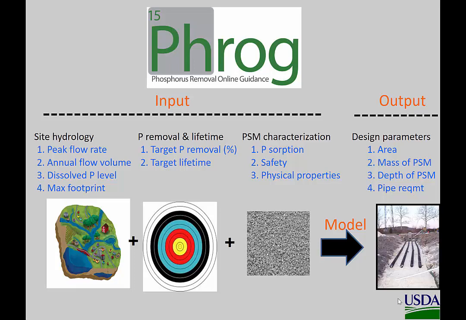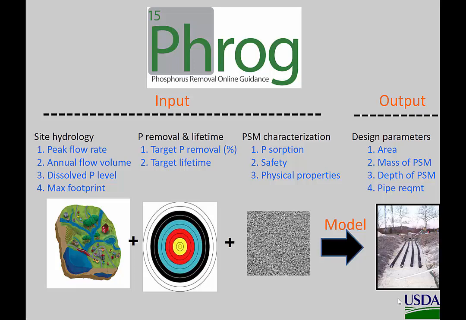You need to know something about your annual flow volume because that dictates your load of phosphorus, right? And obviously, this is all phosphorus concentration. Those two things together, concentration and total annual volume, dictate your load. And your max footprint: how much area are you willing to give up to build the structure? And then there are some inputs as far as your desired lifetime. How long do you want it to last, and for what removal rate?